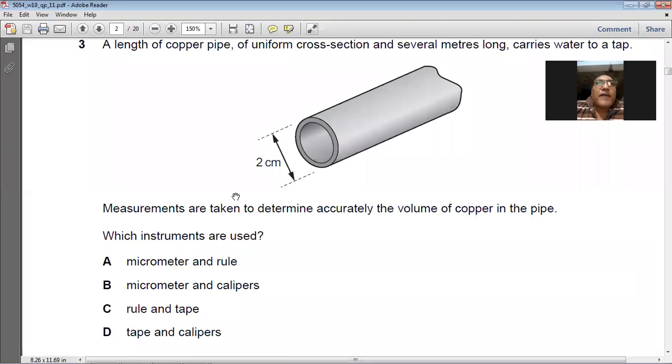A length of copper pipe of uniform cross-section and several meters long carries water to a tap. Measurements are taken to determine accurately the volume of copper in the pipe. Which instruments are used? This is a hollow pipe, and to find its volume, you need to know the length of the pipe, and the external diameter and the internal diameter. For finding the external and internal diameters, vernier calipers are used, and for the length, because it is several meters long, we will use a tape. So D is the right option, tape and the calipers.